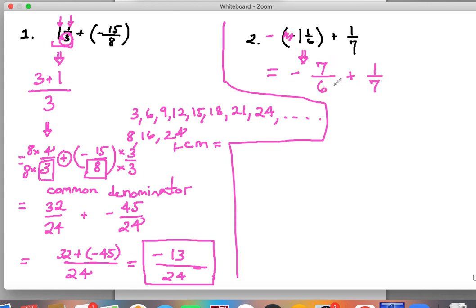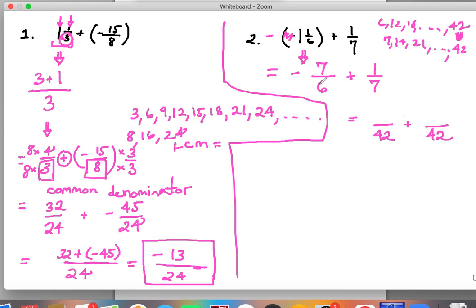Now I have to get a common denominator between 6 and 7. The LCM between 6 and 7 is 42. You could sit here and write out multiples of 6: 6, 12, 18, and go all the way down, and eventually you're going to hit 42. And you could write out the multiples of 7: 7, 14, 21, and you could keep going, and eventually you're going to hit 42. The least that these two lists will have in common is 42.